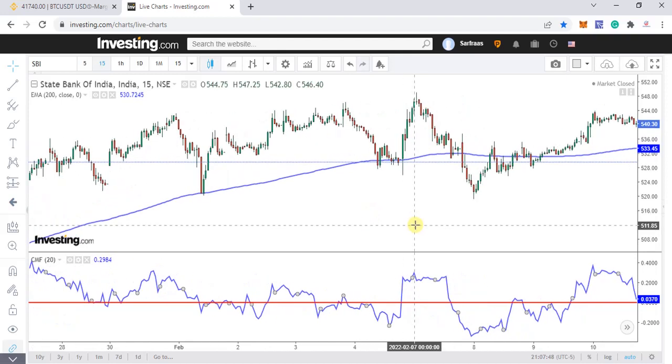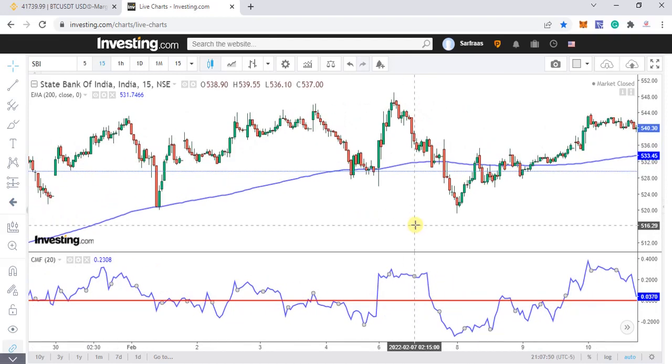So what is basically a Chaikin money flow indicator? The Chaikin money flow indicator, friends, was in fact developed by a stock analyst called Mark Chaikin. It is basically a volume weighted average of accumulation and distribution over a specific period.